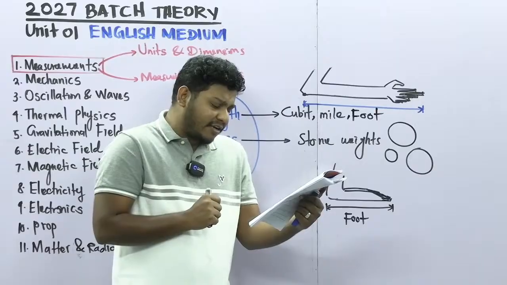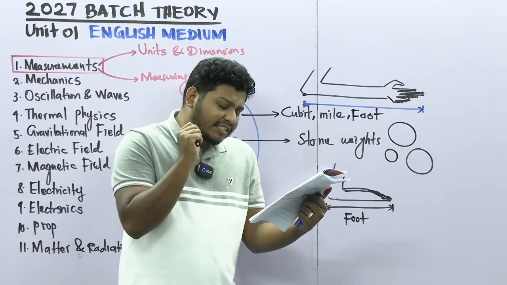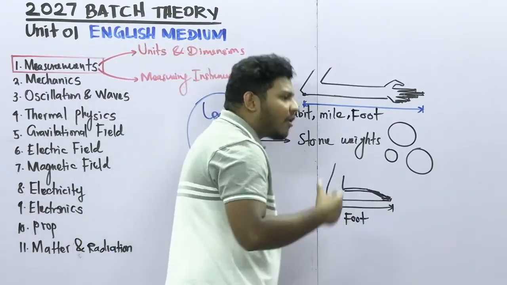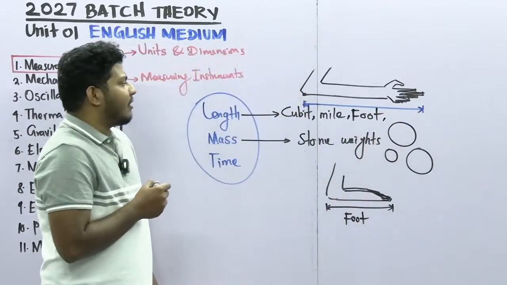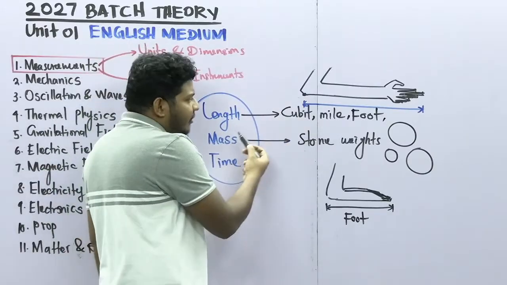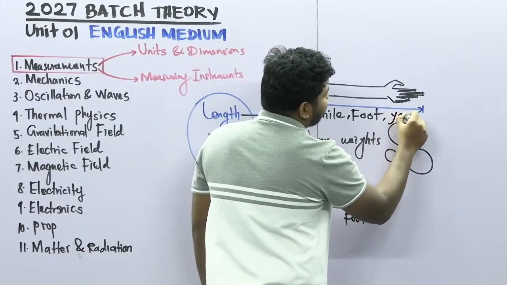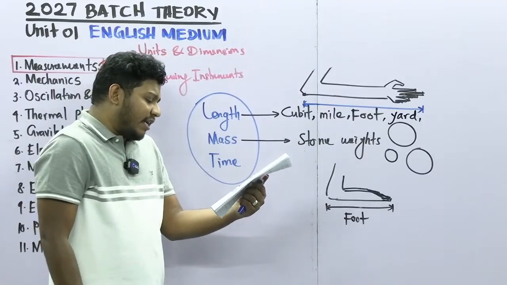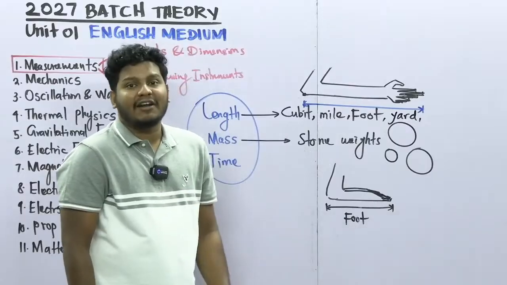In 1130, King Henry I of England established a standard unit of length measurement called the yard. And then time is going on, and the measurement of length is also changing. At first it was the cubit, and then the mile, and then the foot, and then they are coming to the yard, and created a standard length using an iron bar.